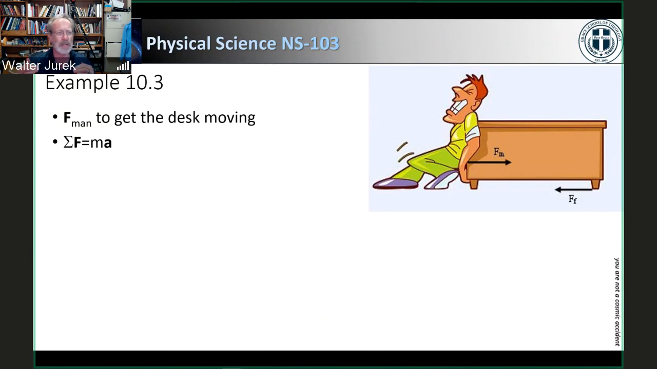Hey, George, in case I was unclear there, friction always opposes motion. Got it. Okay. So I got Joe pushing to the right. Friction is opposing his motion to the left.